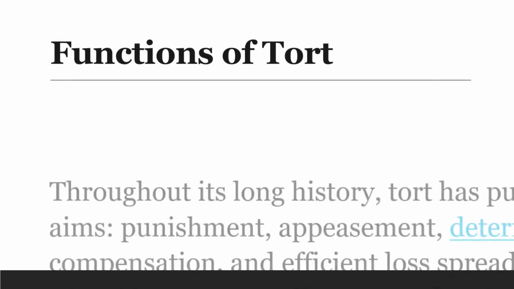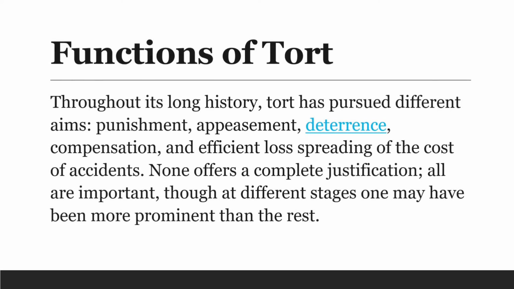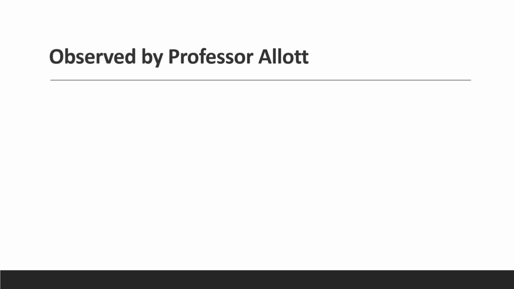Now we will learn something about the functions of tort. Throughout its long history, tort has pursued different aims: punishment, appeasement, deterrence, compensation, and efficient loss spreading of the cost of accidents. None offers a complete justification. All are important, though at different stages one may have been more prominent than the rest.